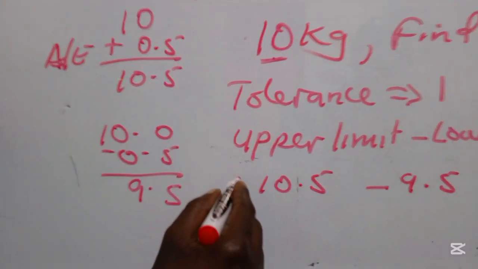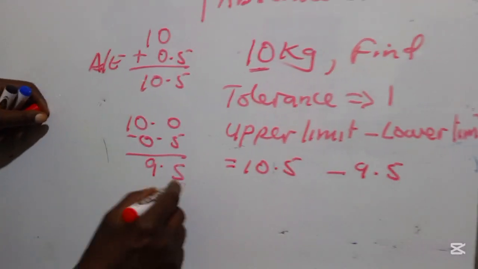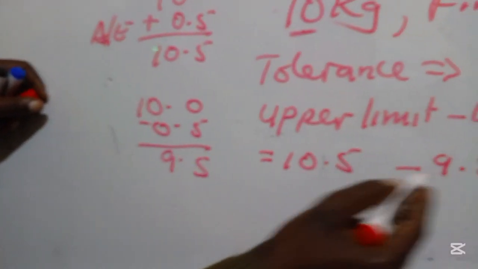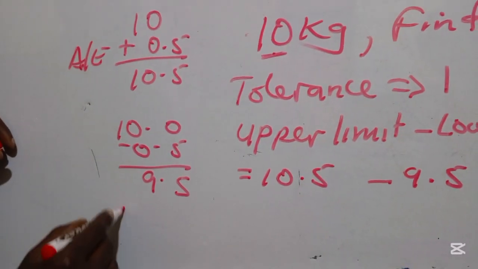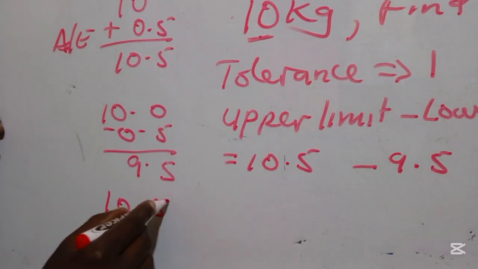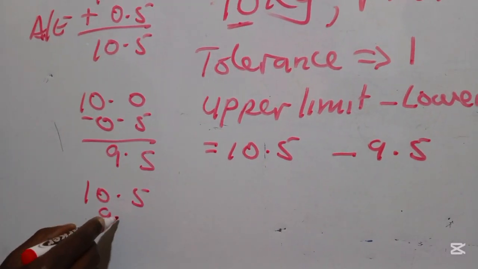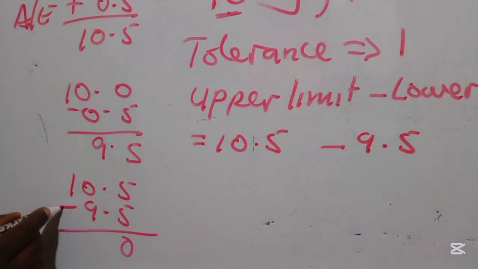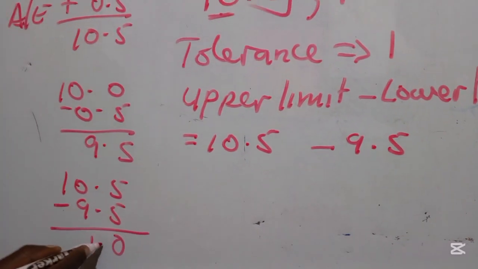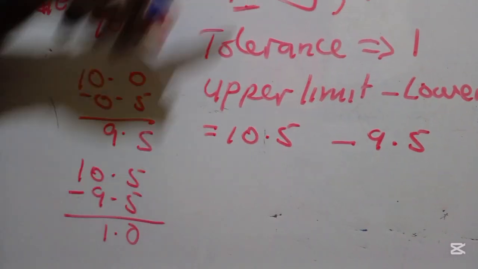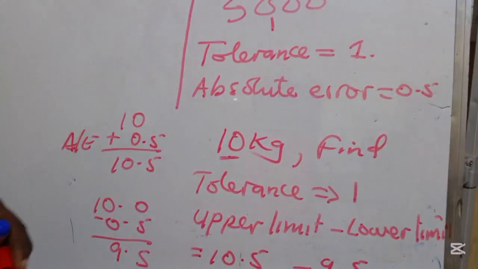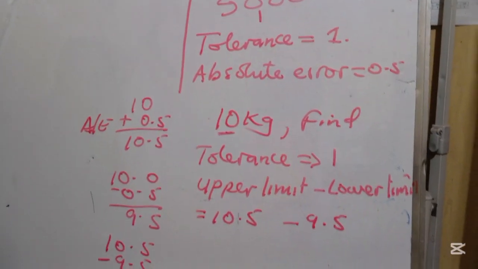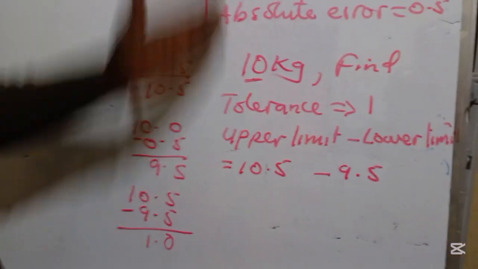So ladies and gentlemen, when you subtract the two, you subtract the upper limit minus the lower limit. You agree with me that 10.5 minus 9.5, the answer will be 1.0, which is just 1. That's why I said the tolerance is what? 1 for the whole numbers. So ladies and gentlemen, this is just for a recap.